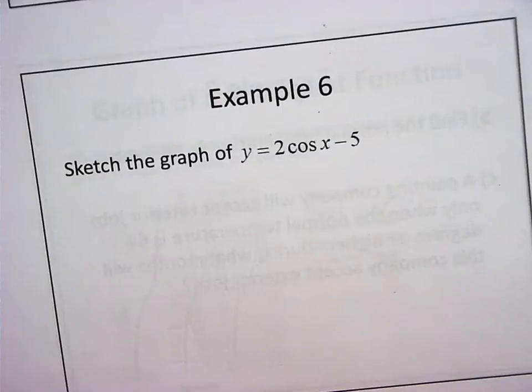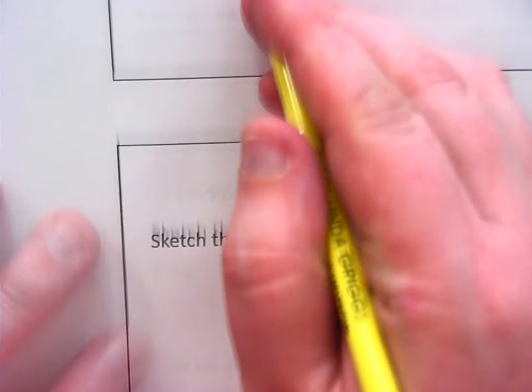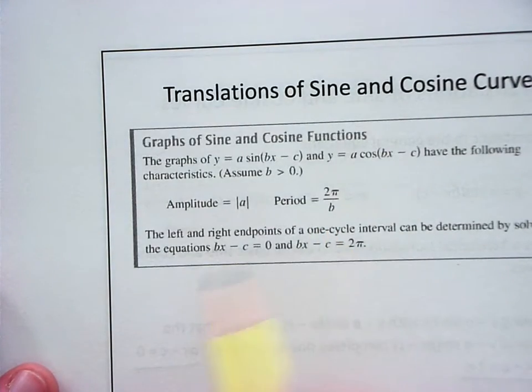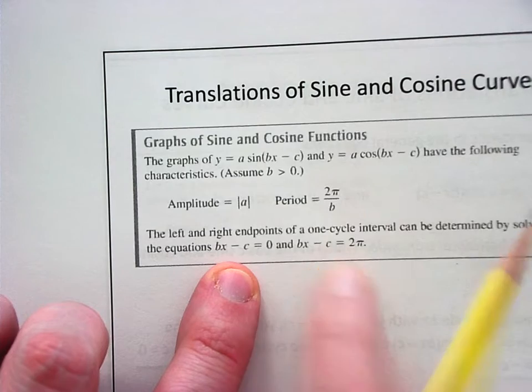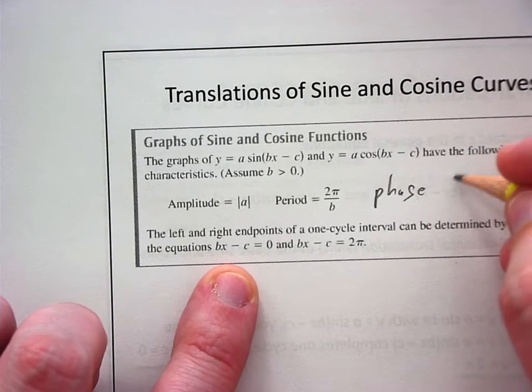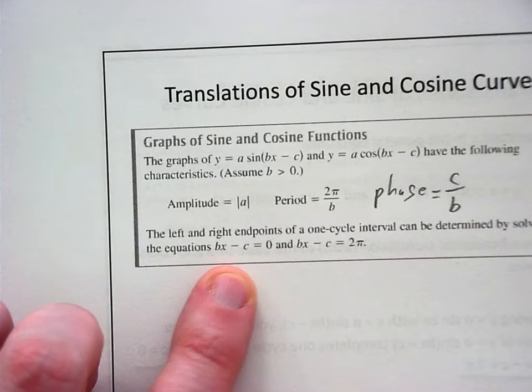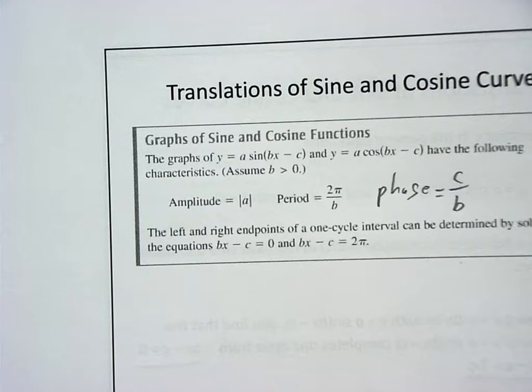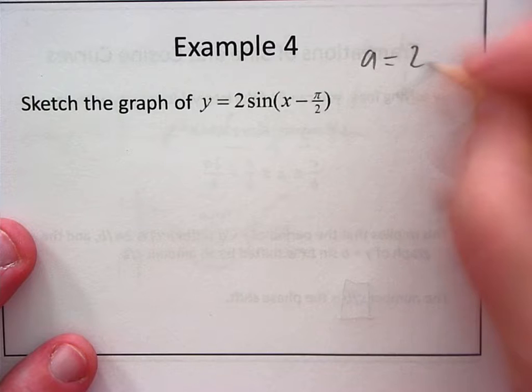Okay? So, now we add another number to the mix. You have that amplitude is A, period is 2 pi over B, and they actually say 1 cycle is this. The way I just say it, your phase shift is just C over B. Okay? So looking at this next function, what's your A? B.